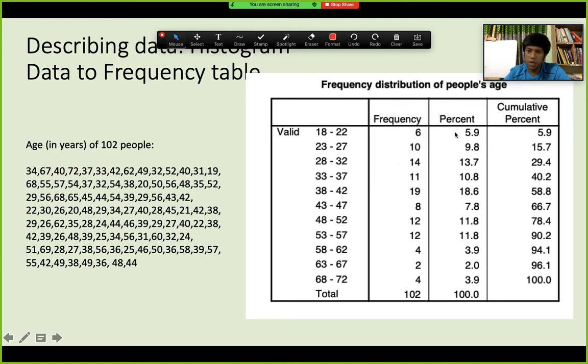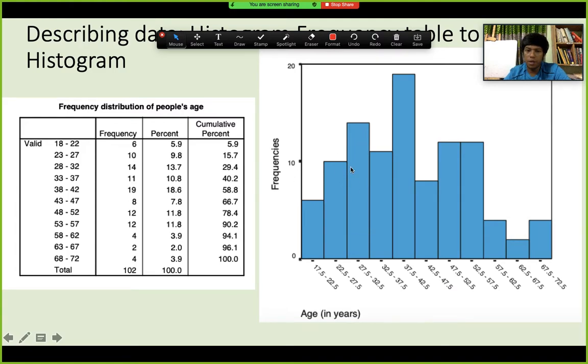So now this chart is made. From the chart we can now make the histogram. We can make the histogram here from 17.5 to 22.5 because we have this continuous data. We go for one decimal, like 0.5. We take 0.5 before and 0.5 after, just to make it continuous. So 18 to 22 is 17.5 to 22.5. Between this we have 6 people here.